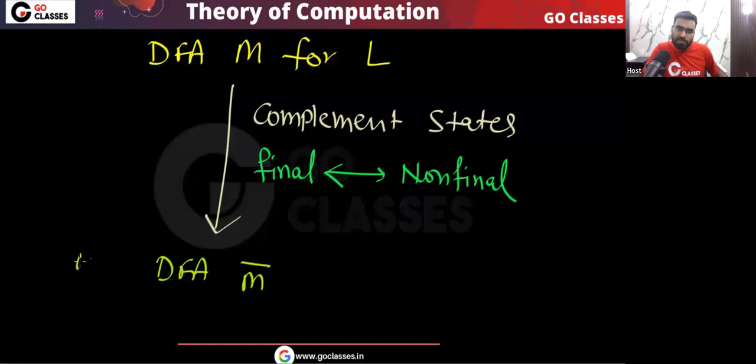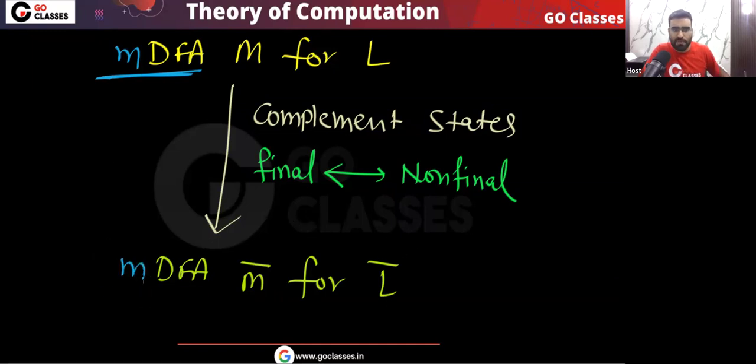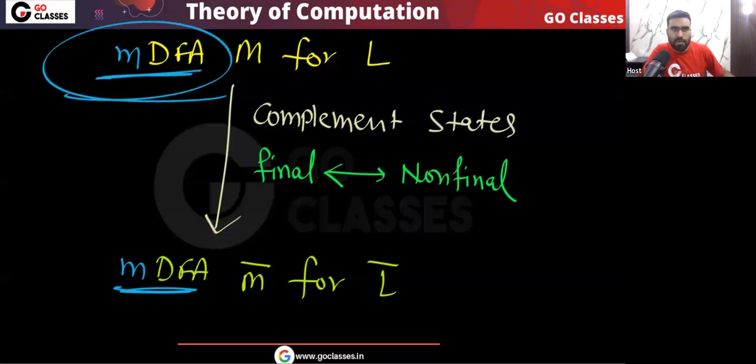Let's call it M complement. Remember, this new DFA will recognize L complement. I told you one very interesting point in our lectures: if this is a minimal DFA for language L, and you complement the states, then you will get a new DFA for L complement. And this new DFA will be a minimal DFA for L complement. Means if you start from a minimal DFA for L, then you will get a minimal DFA for L complement.